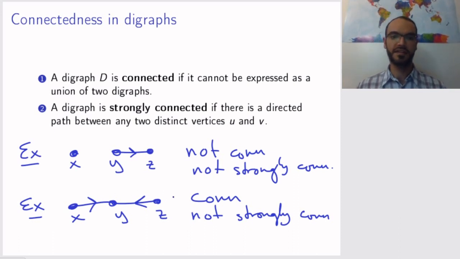Think about this as a city. If you lived in a city where you had these two roads, and they were one-way roads directed like this, it would be a disaster. All cars will end up in y for all eternity. So the graph is not strongly connected.